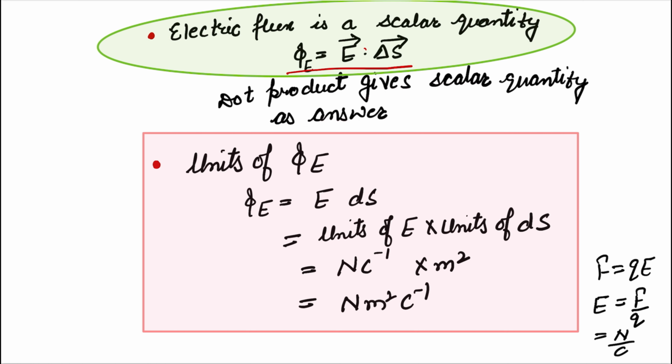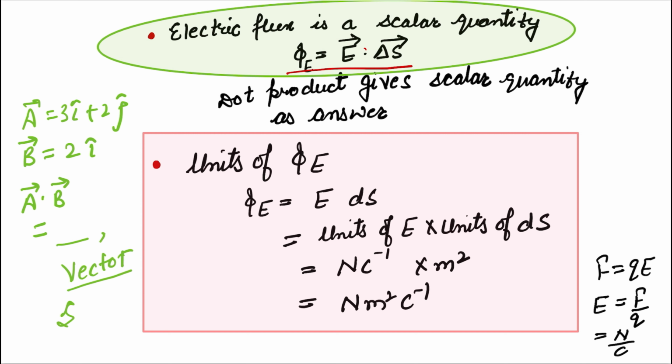That you can try. I give you two vectors. I give you a vector as 3i cap plus 2j cap, and I give you b vector as 2i cap. A vector dot b vector. What will be the answer? Write down in the comment and tell me. First you write the answer and write whether your answer is a vector or a scalar. You will find that your answer is going to be a scalar quantity. So whenever the quantity is derived from the dot product of two vectors, it is going to be a scalar quantity.